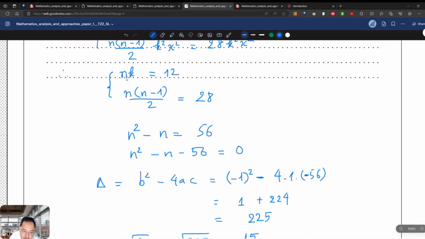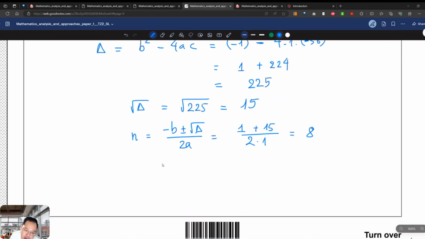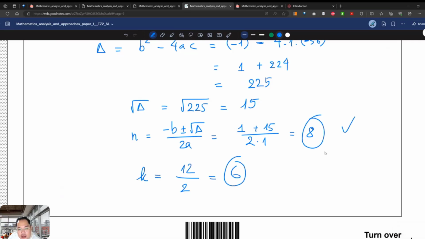Now let's check the formula sheet. Let me complete the last step here. n times k is 12, and therefore k is 12 over n, which is 12 over 2, which is 6. So this is my answer, 8 and 6. Let's check that with the mark scheme.